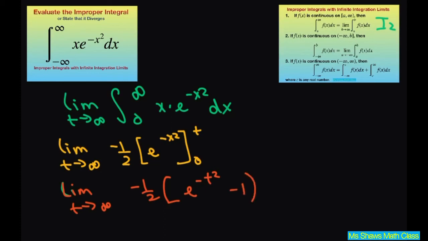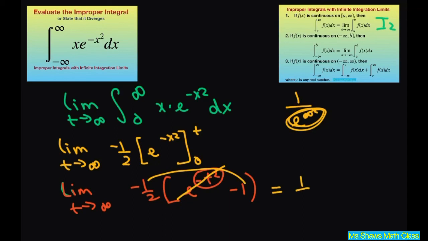All right, so when you plug in infinity in here, this is going to go in the denominator. So it's going to be 1 divided by e to the infinity squared. So this is just going to be a big number in the denominator, so this goes to 0. And then negative 1 times negative 1/2 is going to be equal to 1/2.